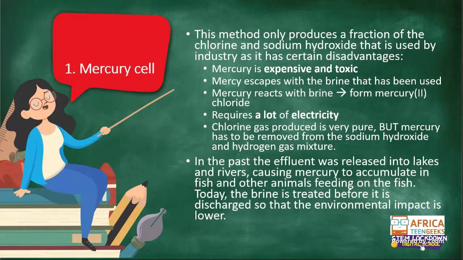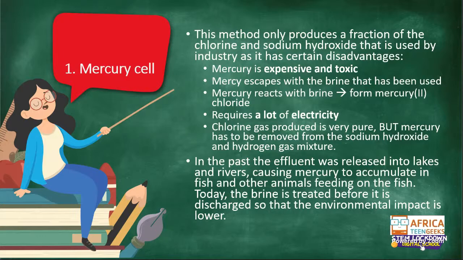The other problem with this cell is that it requires a lot of electricity. So that's part of why it's very expensive. And then the other thing that can happen is your chlorine gas isn't necessarily as pure as it should be, and your sodium hydroxide doesn't always form as well because your mercury doesn't always separate that well from your sodium hydroxide. So you've got mixtures between your gases and things like that. So that's the negative side of it.